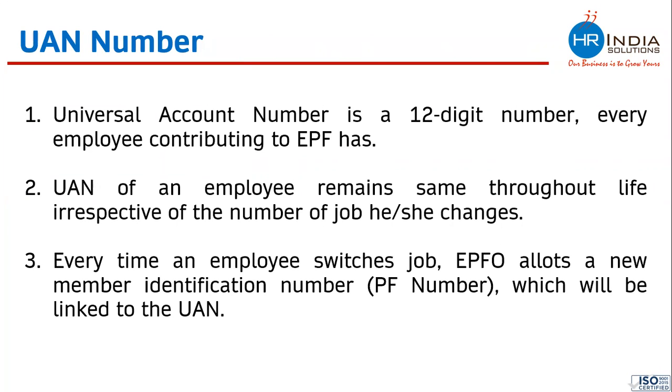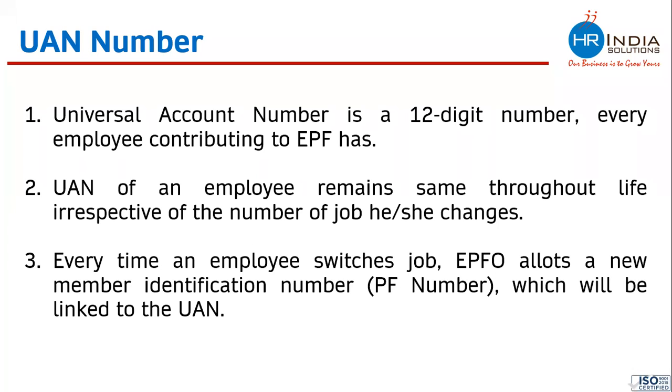And a few things about the UAN. You all know, the Universal Account Number is a 12-digit number which is unique in nature. Now it is impossible to get a duplicate UAN number. Earlier it was possible, and many employees were having two UAN numbers. Now it is impossible that it will get duplicated. The UAN of an employee remains the same throughout life, irrespective of the number of jobs the person is changing. The PF number gets changed with every organization the person is changing. With company A you will have one PF number, with company B you will have a different PF number, but your UAN number will be the same.